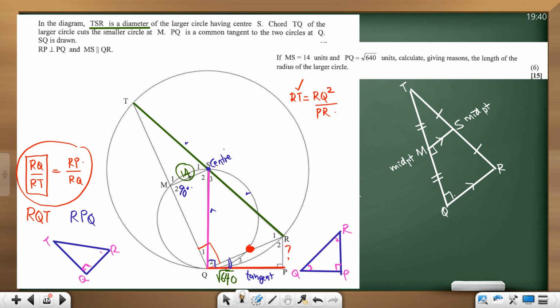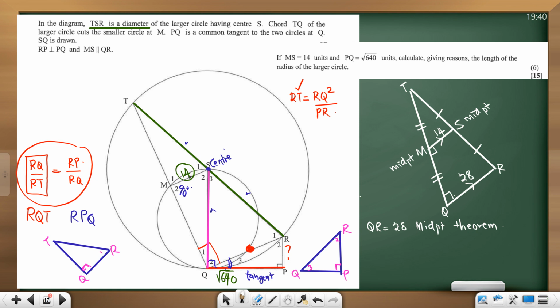Those lines are parallel. If this is 14, this is going to be 28. You don't even need to state so much things. QR is 28. Midpoint theorem. Does that make sense, everybody? We spoke about that. All right?